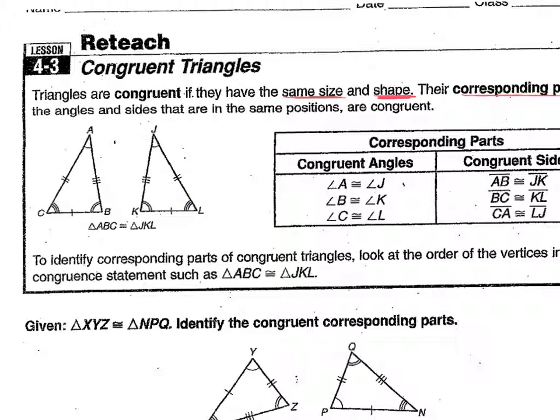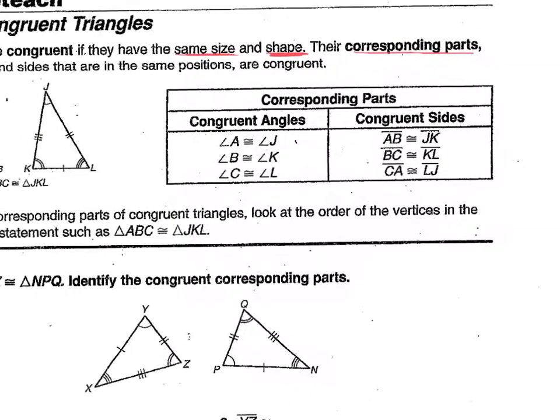Concerning the sides, single tick mark. So side CB is congruent to KL. Double tick mark on CA, so that is congruent to JL because that's the one that has the double tick mark. And then triple tick mark on AB, so that is congruent to LK, triple tick mark. And you list them. Okay, this is the way you list them.